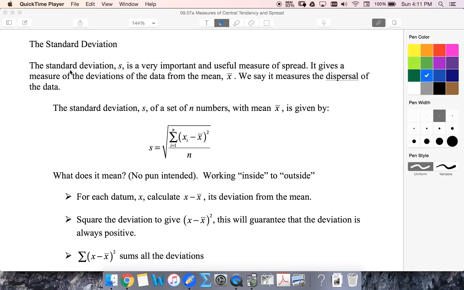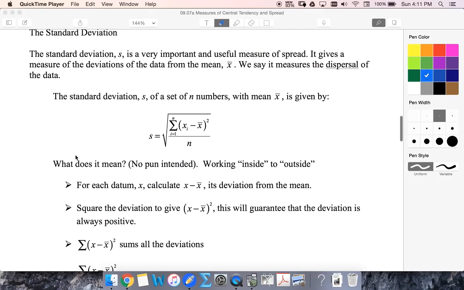And the way that we calculate it is first we have to find the mean. And then we take each data point and subtract it from the mean, which would give us a positive or negative number. So we square it to make sure that it's positive. We add up all of those squared differences and then divide by n, so we're finding some sort of mean, and then we take the square root at the very end to undo the squaring. So the answer that this gives us is a measure of the dispersion.